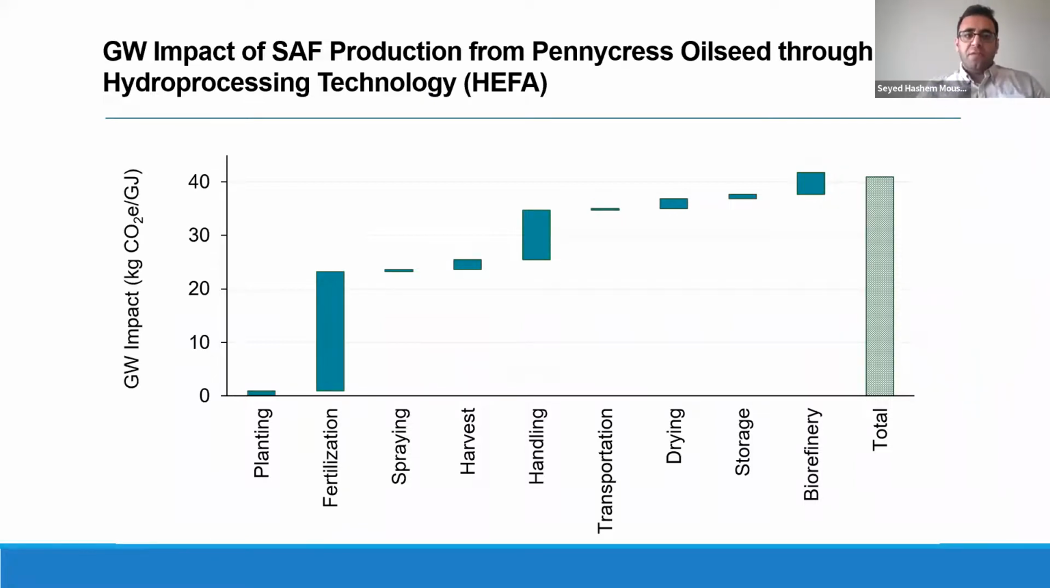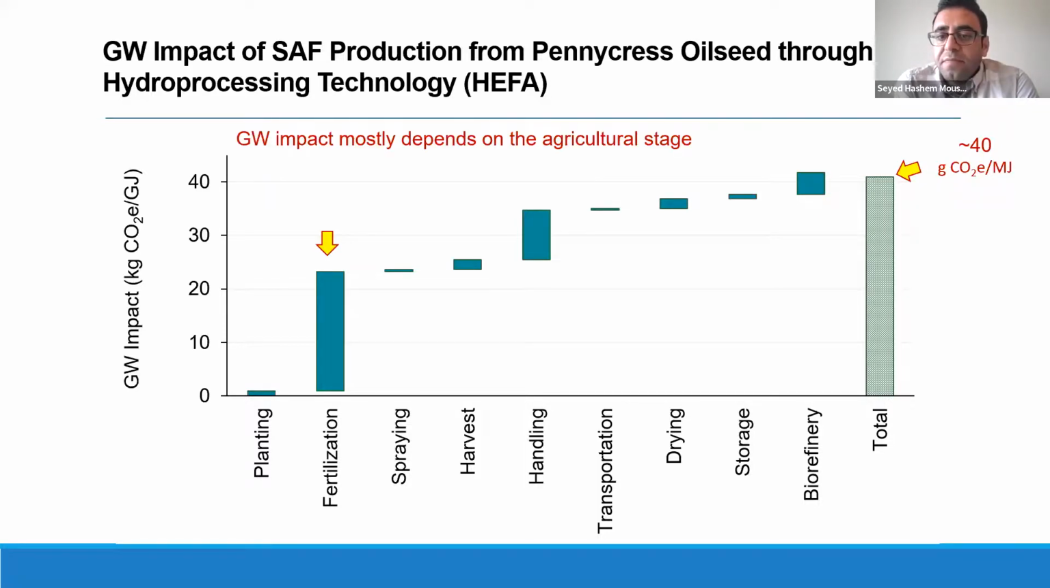And if we go into more detail, here is the graph of GW impact of SAF production from pennycress oilseed. This is a study that we did before. As you see, total GW impact is around 40 grams carbon dioxide equivalent per megajoule. It's mostly related to fertilization, or we can say the agricultural phase.